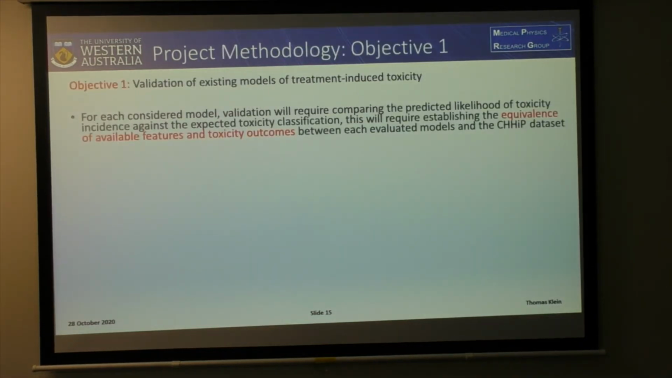For the first objective, where we want to validate the existing models, for each model, we will need to compare the predicted likelihood of toxicity incidence to the expected classification. This will require establishing the equivalence of features and toxicity outcomes between each of our models and the CHIP dataset.